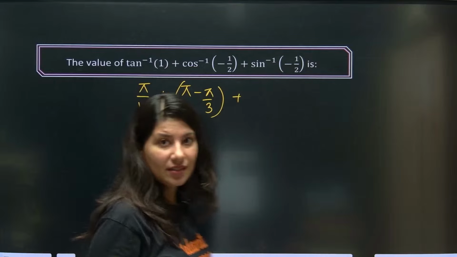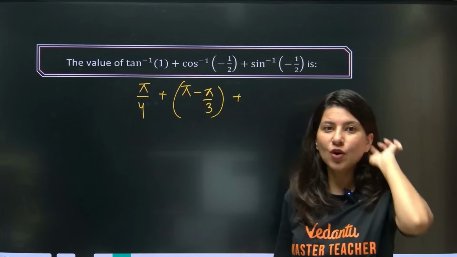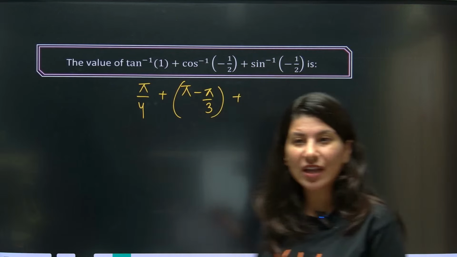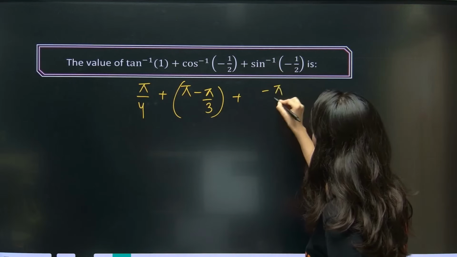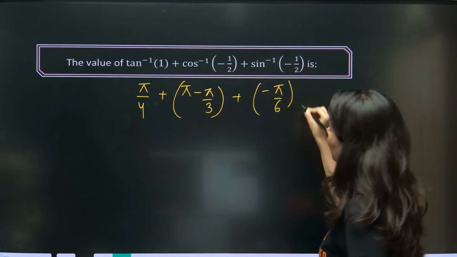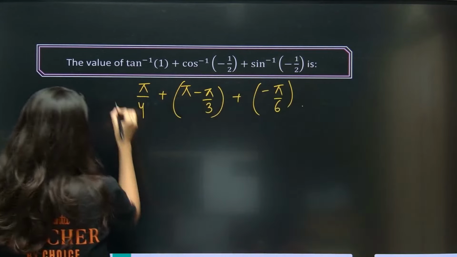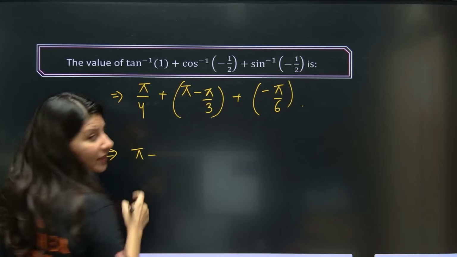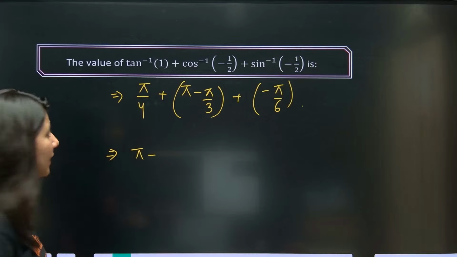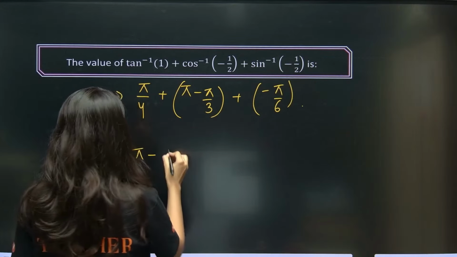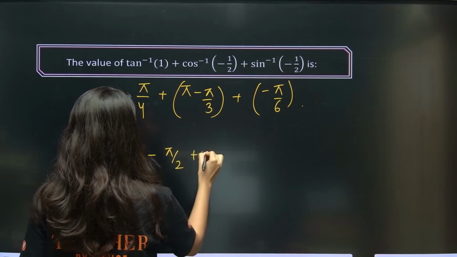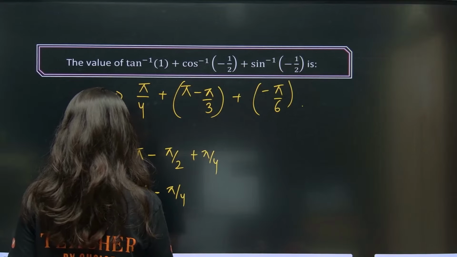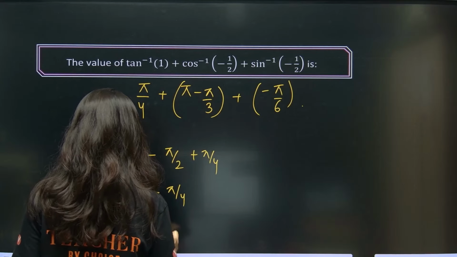And sin inverse minus half. Okay, so sin inverse half, tell me what? Ma'am, sin inverse half is 30 degree, pi by 6. Sin inverse minus half will be minus pi by 6. Okay, so now what is going to give you is pi minus, solve it. Pi minus pi by 3 minus pi by 6 is pi by 2 and this is pi by 4. So now pi minus pi by 4, 3 pi by 4.